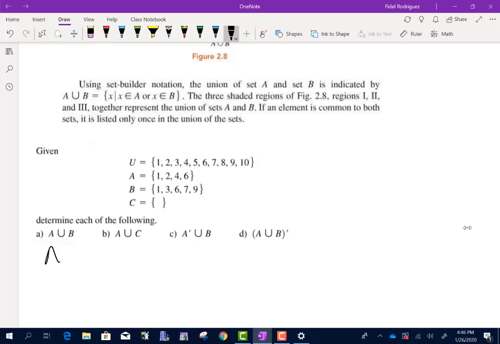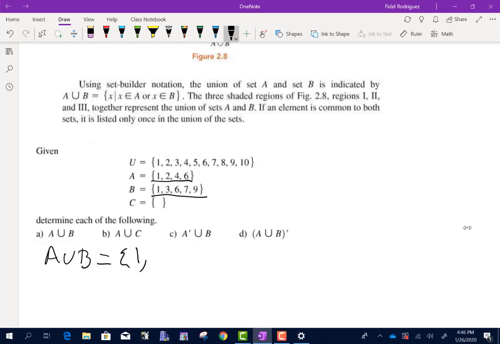Okay, so the first thing we're going to do is find A union B. So here's A, here's B. All we're going to do is put those two sets together and make one set. They both have the number 1, so I don't actually have to list the element twice. I'm only going to list it one time.